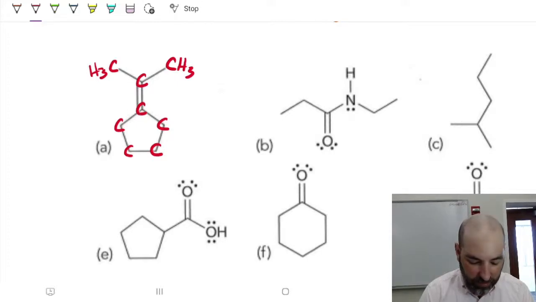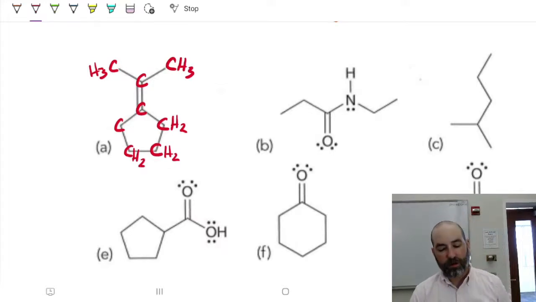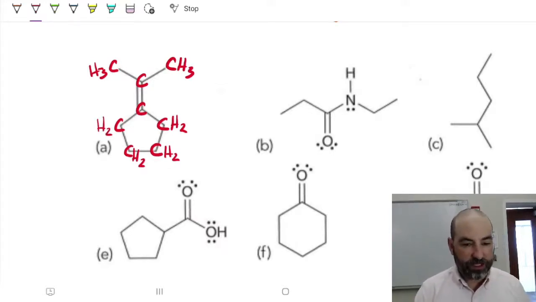Moving on to the next one. 1, 2, 3, 4 bonds shown. So there's no more room for hydrogen. And then the rest of these 4 are all the same because they have 2 bonds shown. So that means there must be 2 more hydrogens there to make a total of 4. So each of these has to be a CH2. All right? So now we essentially have a condensed structure for this molecule.